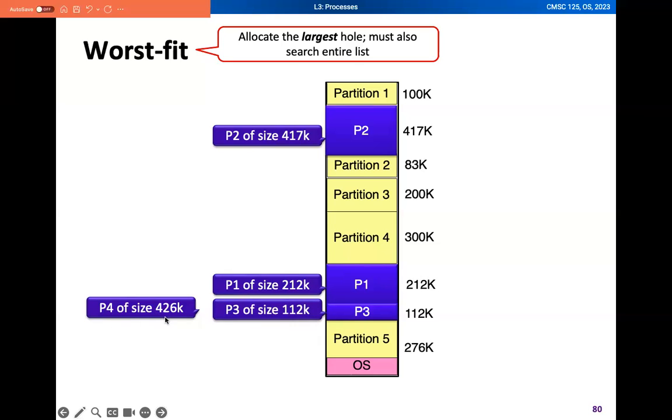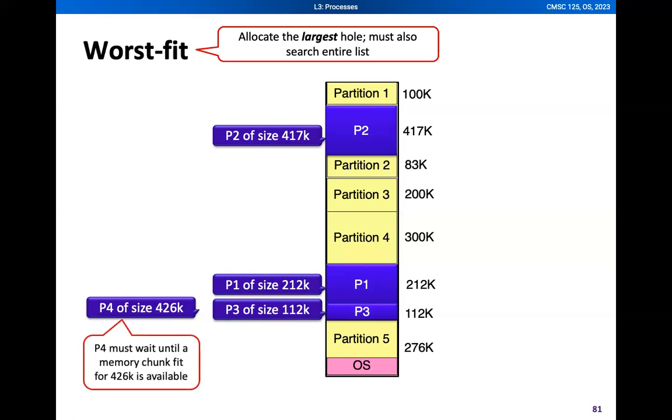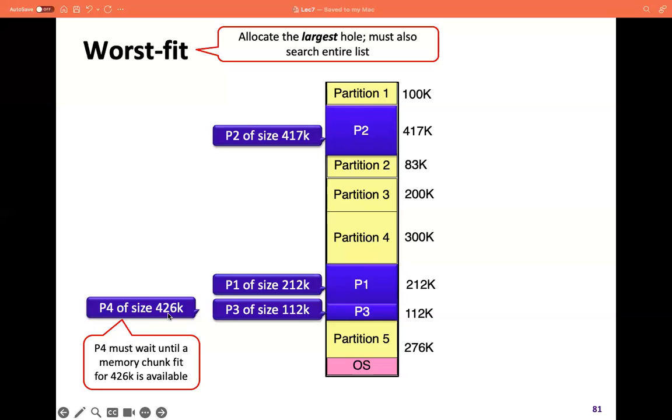And P4 of size 426K. In this case, if we look at all the available holes, the largest is only partition 4, which has 300K. So we cannot accommodate P4 yet. P4 must wait until a memory chunk fit for 426K is available.